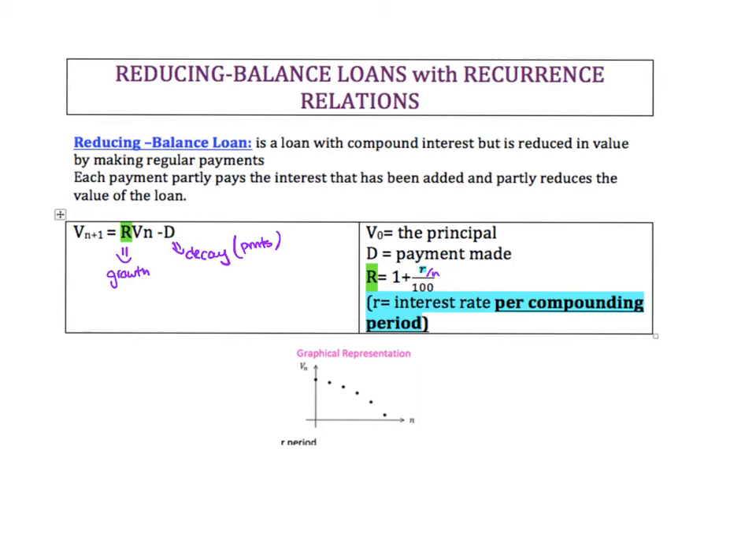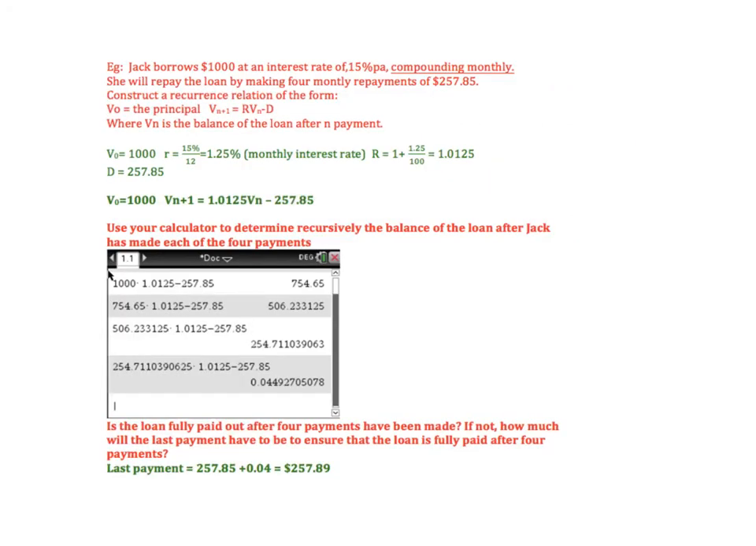All right, so just remember the payments and the interest rate compounding period have to match up. So if we're making monthly payments, we'll be compounding monthly as well. Okay, so they have to match up. Compounding monthly, yeah, interest.